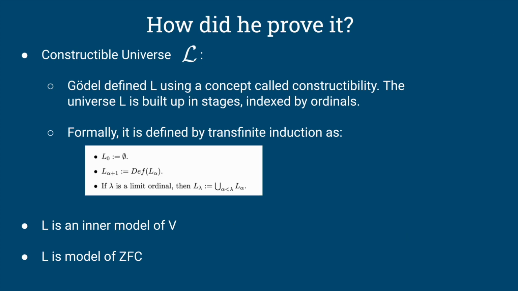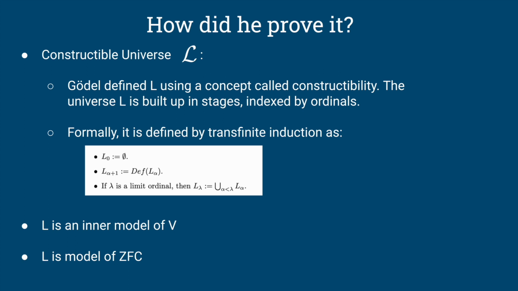So now delving into his proof, how did he prove it? First of all, he built what we call the constructible universe L. He defined this universe L using a concept called constructibility, and the universe L is built up in stages, which are indexed by ordinals, and we can define it formally by transfinite induction as follows.